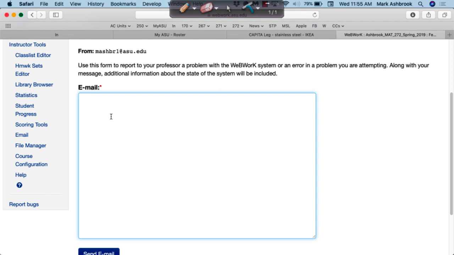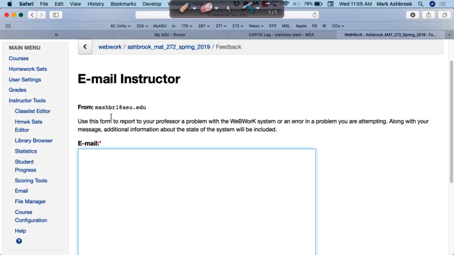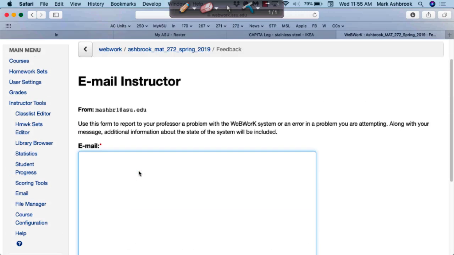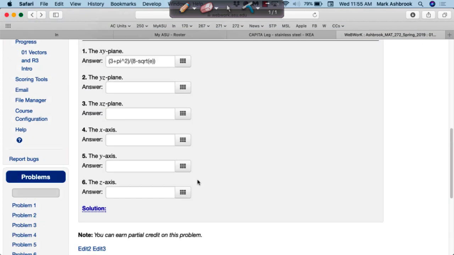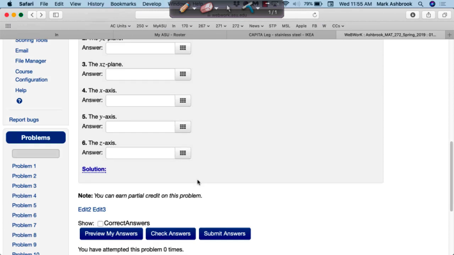You can also send me a separate email with a photo of your work. That sometimes is really helpful too. Send me a separate email and say, this is that WebWork problem, here's what I've done so far on it. But always at least use the email instructor button, which is at the bottom of every problem page. Any other questions about using WebWork?